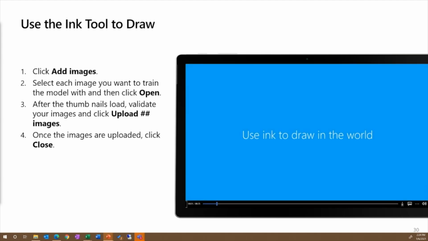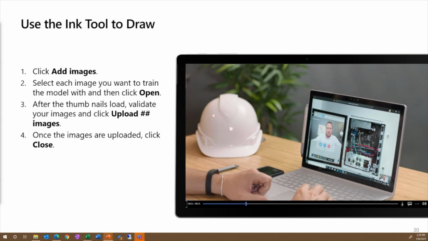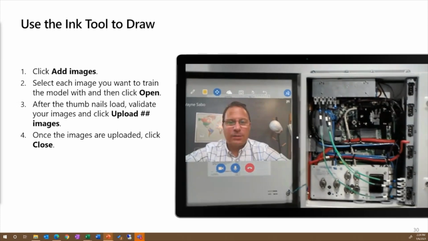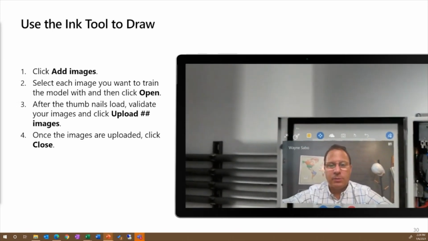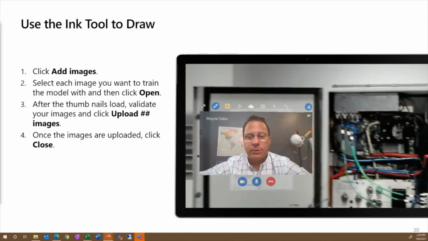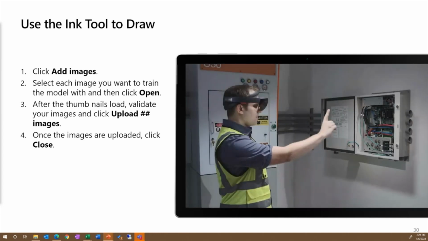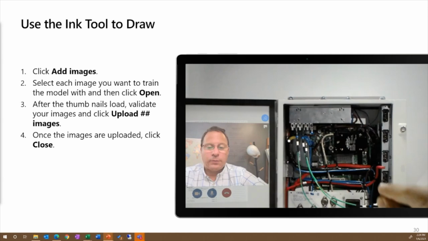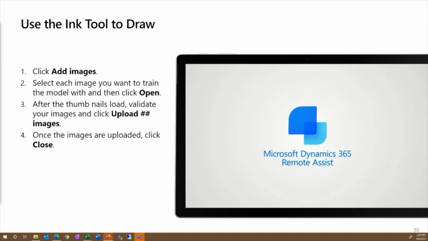Next up is the inking tool. You can use the ink tool to draw in the physical world. The person you're talking to will see what you draw. First, gaze at the ink tool and air tap to select it. Then gaze at the area where you'd like to draw, air tap and hold, and then move your hand to draw. When you're done with each stroke, raise your finger back up.